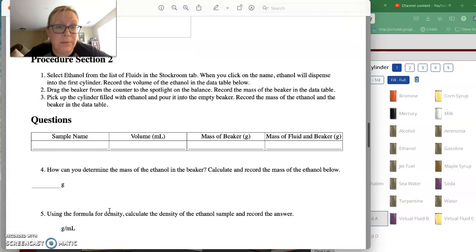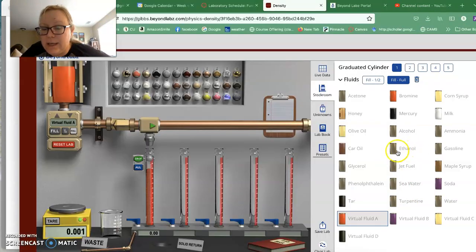And then here's your second procedure. So in your second procedure, we're going to focus on a liquid. So the first procedure was the density of a solid, and now we're going to look at the density of a liquid. And the liquid we're going to look at is ethanol. And so you can come over here and you can see ethanol here. And so you can select that. And so just the way you do that is you click here.